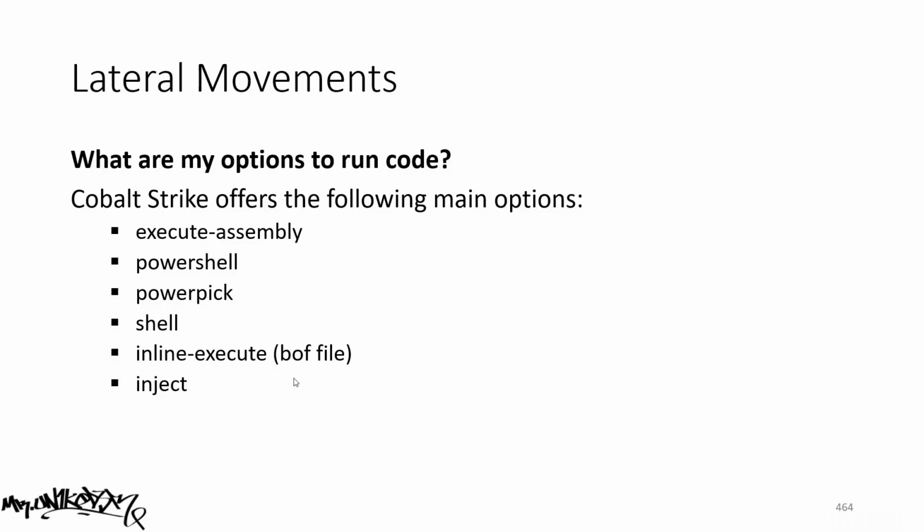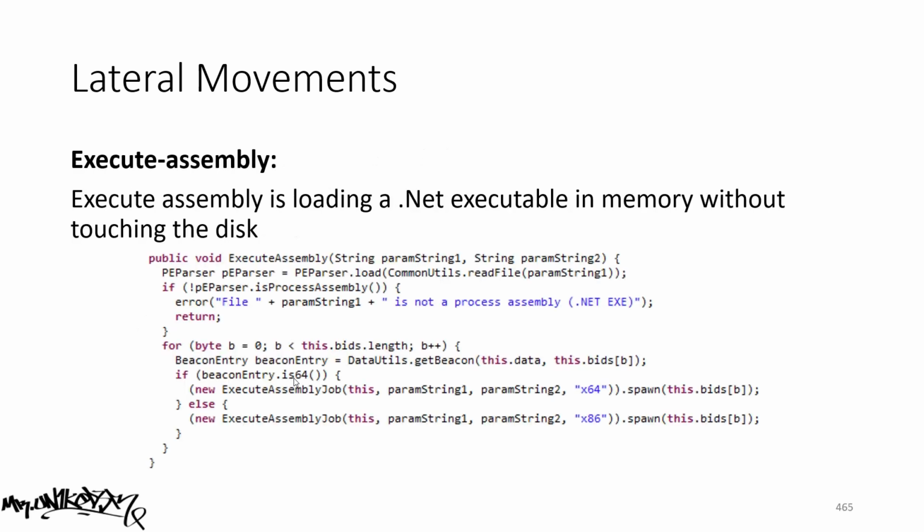I don't know. So what are my options to run code, especially if I'm dealing with Cobalt Strike? There's a bunch of options, right? Execute-assembly, PowerShell, PowerPick, shell, inline-execute, BOF files, or inject into another process, right? Which one do you want to use? Execute-assembly is a popular one.